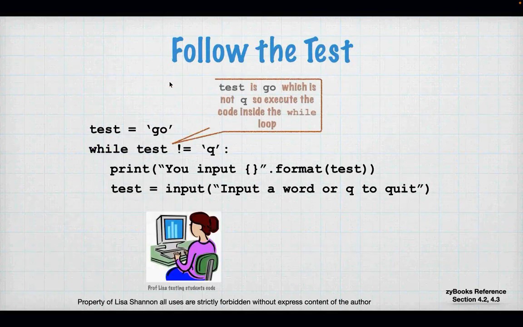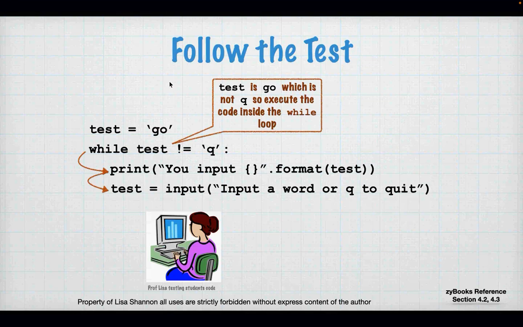So let's go follow the test. We're going to keep going with this. So the test is go. Sorry, test is go, which is not the same as Q. So we're going to print input, your input is, and then it's going to test. So this is what it does before a user inputs anything, because I've set the test variable to something other than the sentinel value. The sentinel value is Q. I've set test to go. Go is not Q, which is true. So I'm going to then execute those two lines of code just by starting the program.